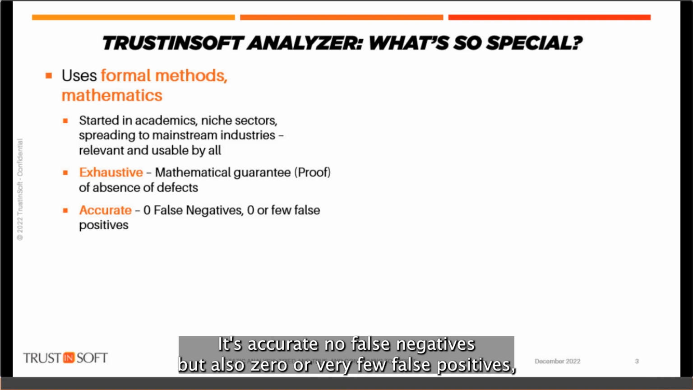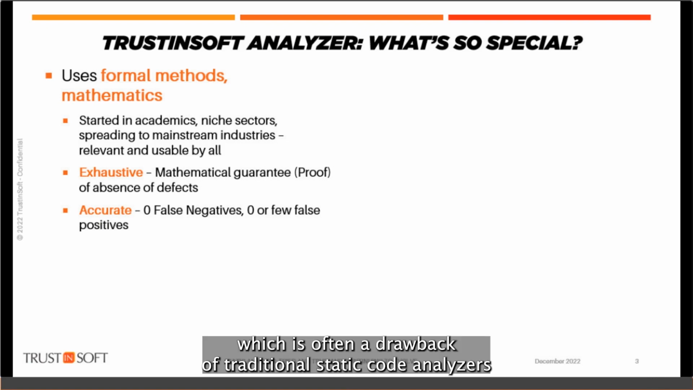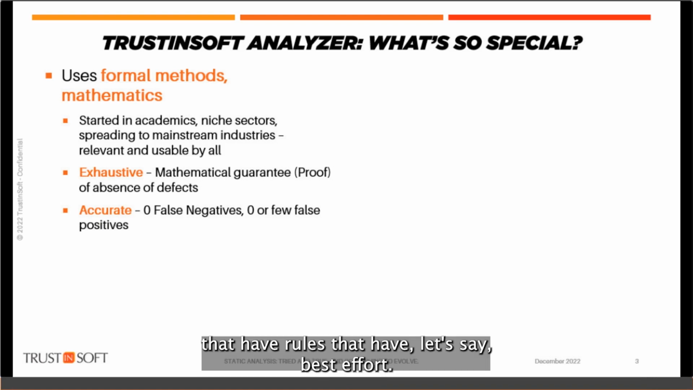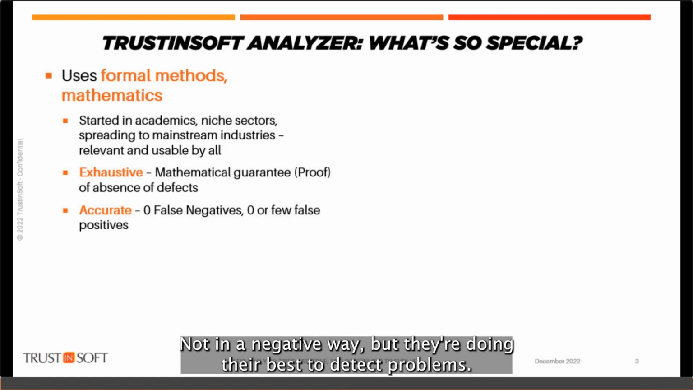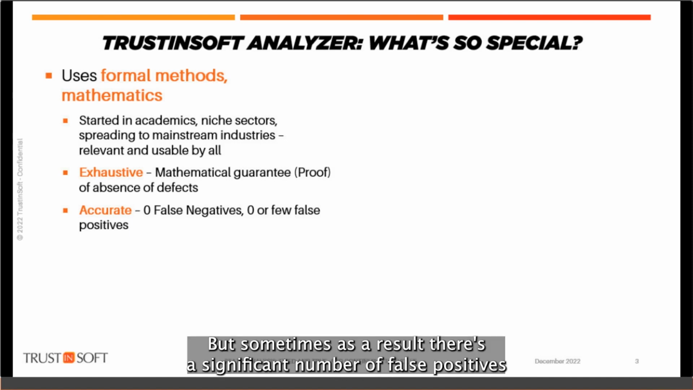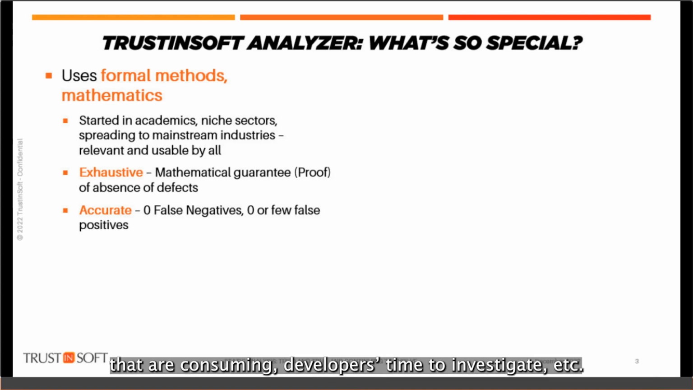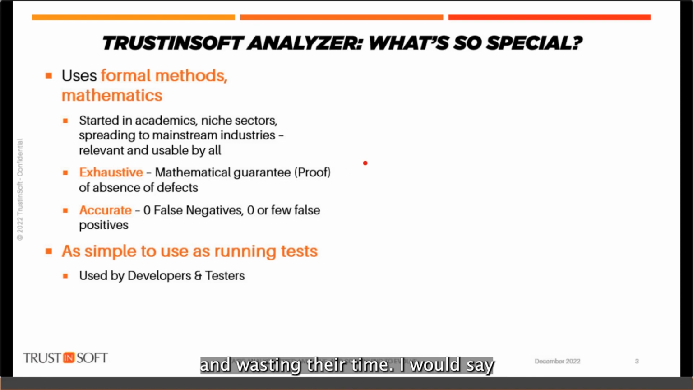It's accurate: no false negatives, but also zero or very few false positives, which is often a drawback of traditional static code analyzers. They have rules that are, let's say, best effort, not in a negative way, they're doing their best to detect problems. But sometimes as a result, there's a significant number of false positives that consume developer time to investigate and waste their time, I would say.